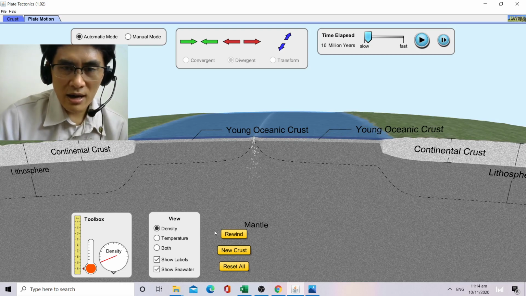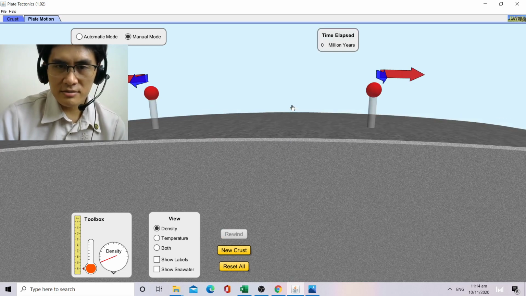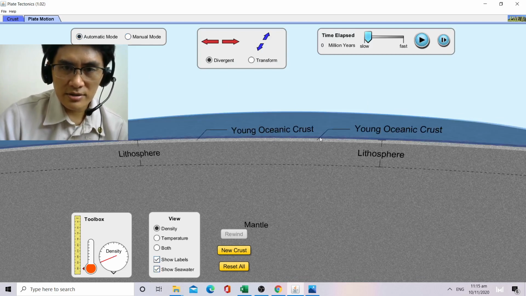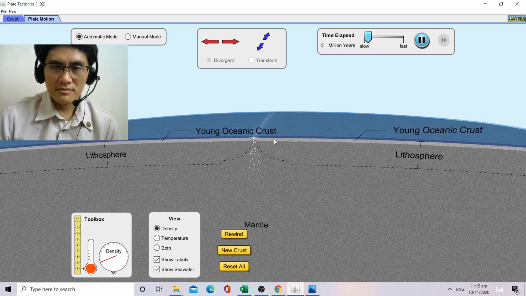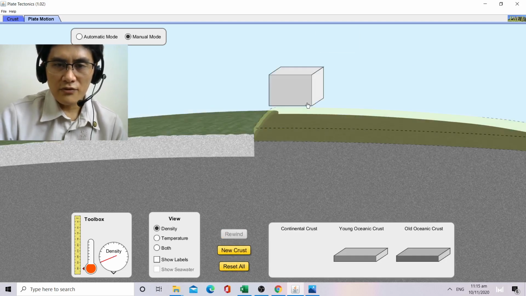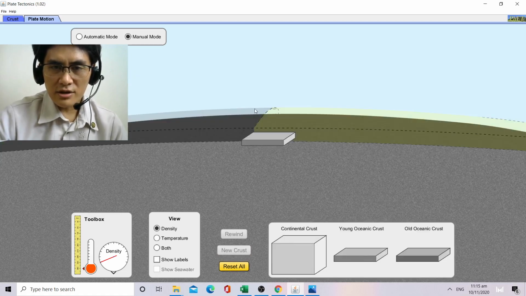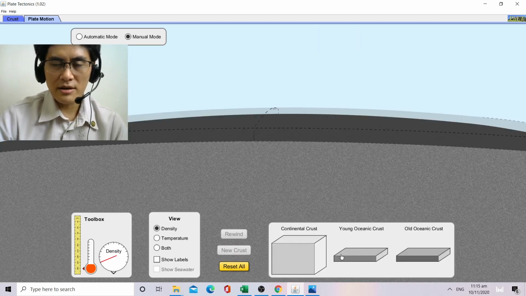Okay, now you can also have a divergence but in oceanic crusts. And then you have seawater, show labels. So it's the ocean, it's now an ocean. And if we have divergent form, you see this ocean widening, right? So again, you can have divergence in continental crusts. You can have divergence in oceanic crusts. So two types.